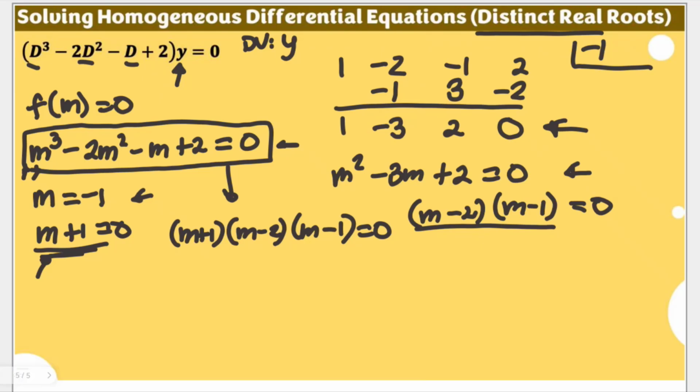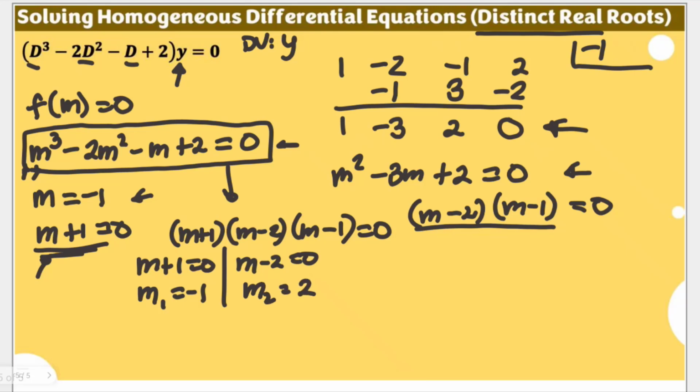So according to the zero product property, m plus 1 equal to 0, your first root is negative 1. M minus 2 equal to 0, your second root is positive 2. And m minus 1 equals 0, your third root is positive 1. Okay, so we have now these 3 roots, and they are distinct and real. They are different. Now, once we are sure of the roots, let's now provide the solution for this given equation.